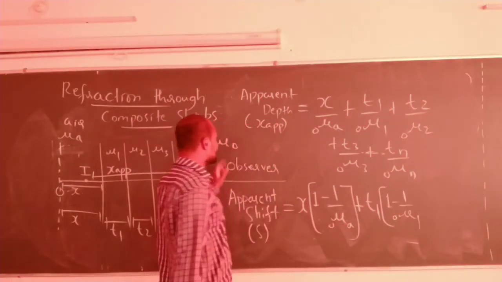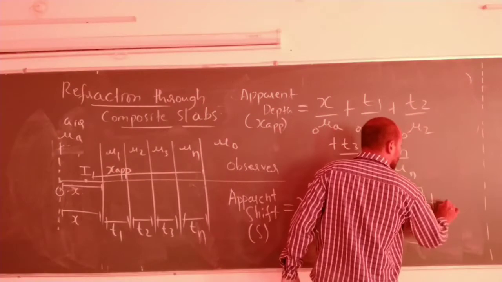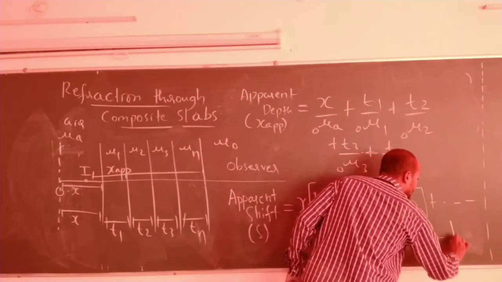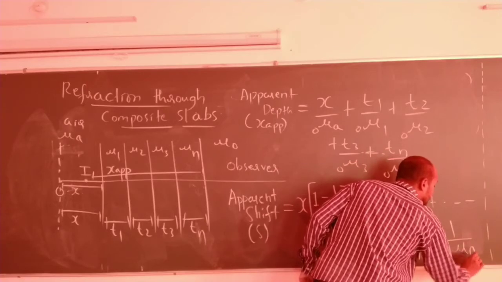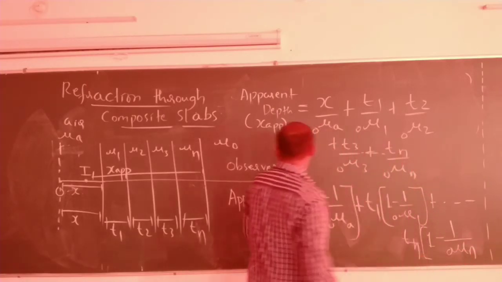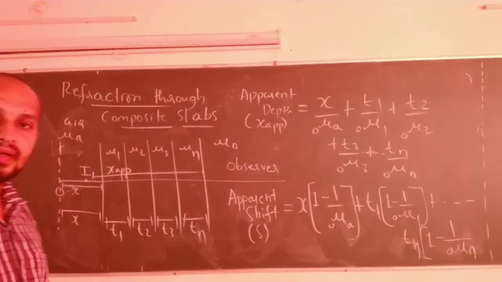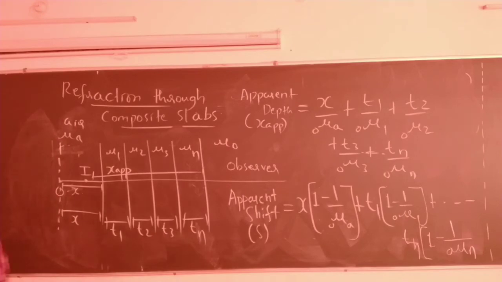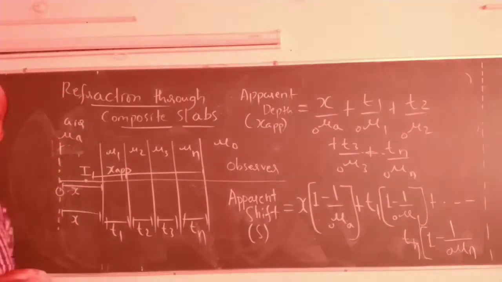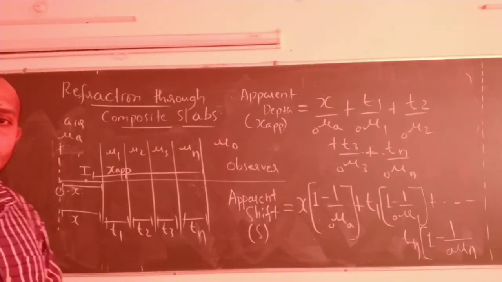Refractive index of air with respect to observer medium. Correct now? Plus it goes on up to Tm into 1 minus 1 divided by refractive index of the nth medium with respect to observer medium. So this will happen for a composite case. If I solve some numericals, you will get an idea about the application of these shifts. Got it now?